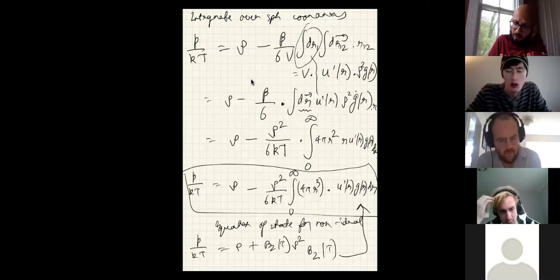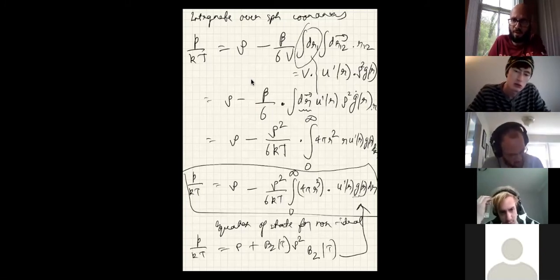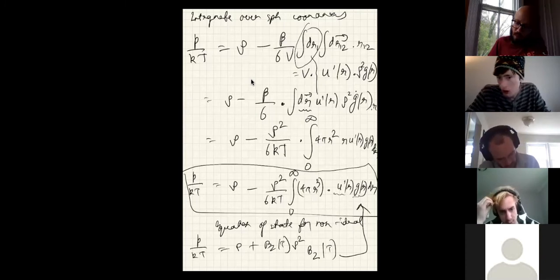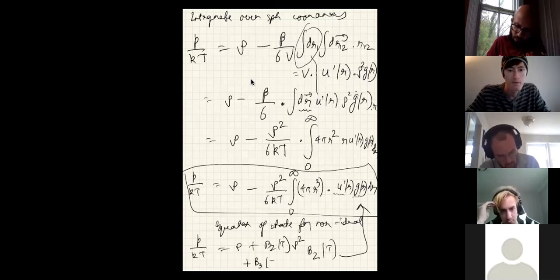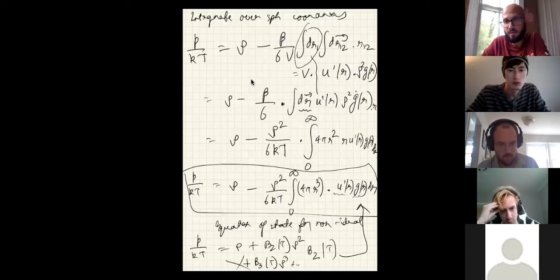If you have a scattering profile, then you can get g of r. If you have a model for the interaction, then you can get u prime of r. You can calculate B2. This is fine. There is one problem. The virial expansion also goes beyond. It also talks about B3 of T rho cubed. And in fact, more and more, you cannot obtain B3 from this treatment that we did.